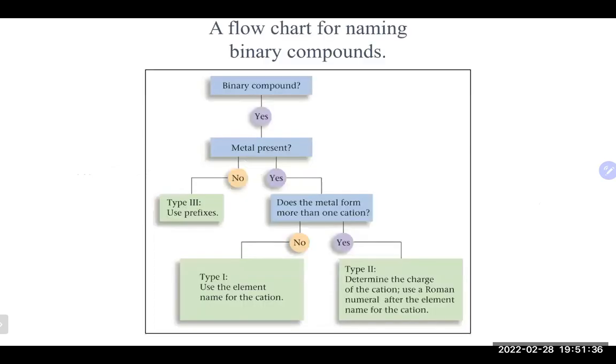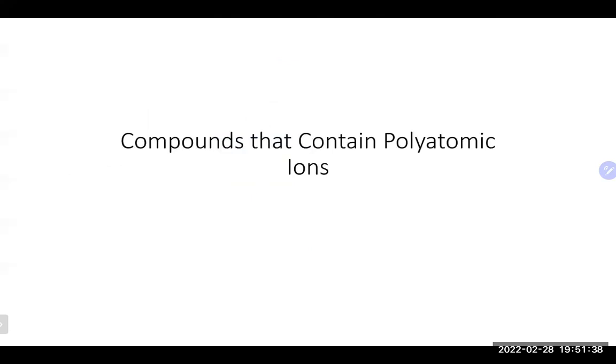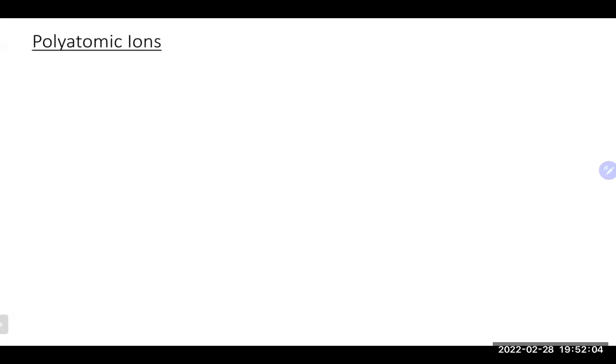The last type of naming we're going to talk about are ones that contain polyatomic ions. So polyatomic ions are basically guys that are held together by sharing of electrons, but they actually have an overall charge. So a polyatomic ion is something that is held together through covalent bonding. They are groups of non-metals together, but they do have an overall charge, and that makes them ions.